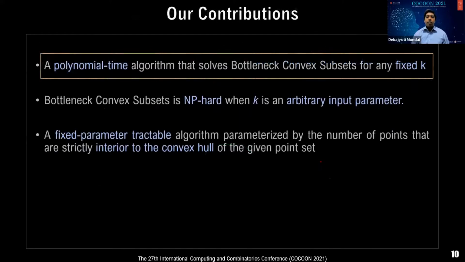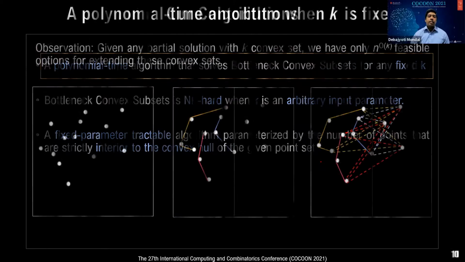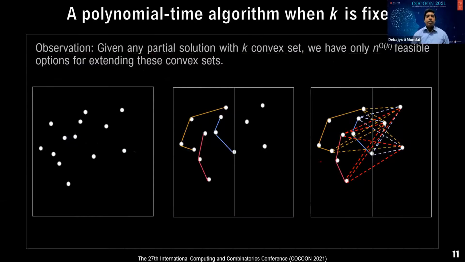We want to first show that there is a polynomial time algorithm that can solve this problem for any fixed k. So if k is a fixed small value, then practically we can solve it. So let's see how we can design such an algorithm. The key idea is this observation.